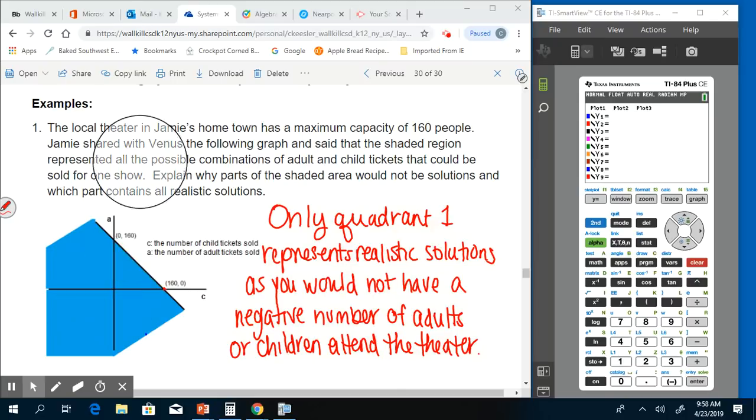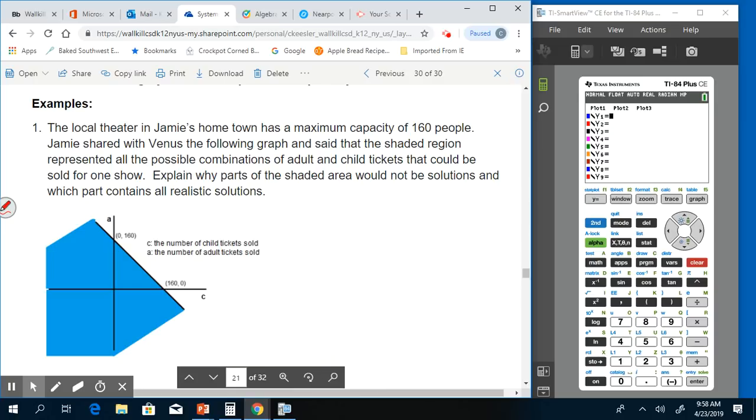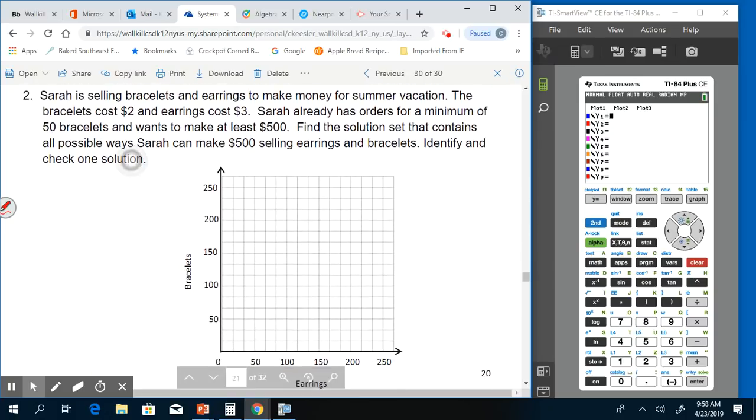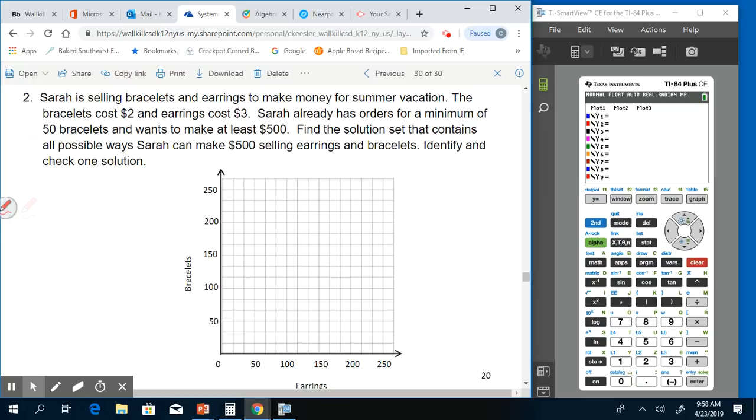All right, so taking a look at the next problem, we have Sarah is selling bracelets and earrings to make money for summer vacation. The bracelets cost $2 each, and if you look at the graph, bracelets are going to be our Y, and earrings cost $3 each. Earrings are going to be our X. Sarah already has orders for a minimum of 50 bracelets. Bracelets we know is already our Y, so Y is going to be minimum, which means greater than or equal to 50, and wants to make at least $500.